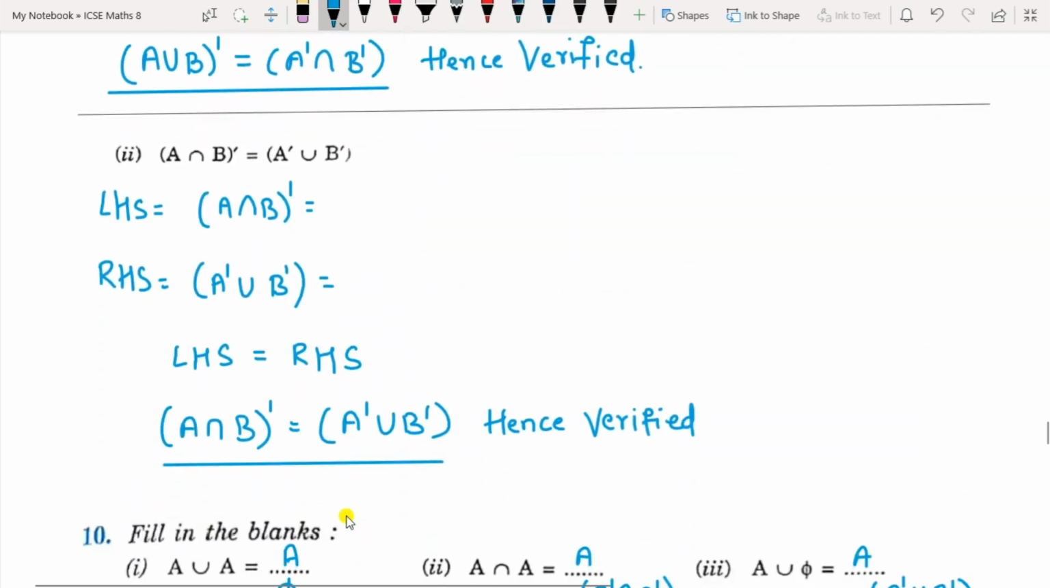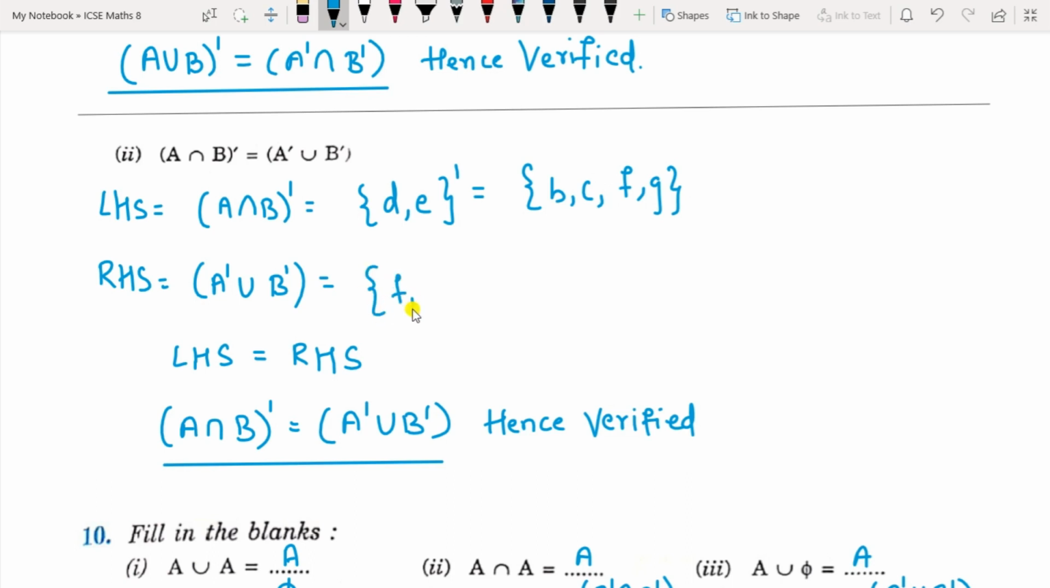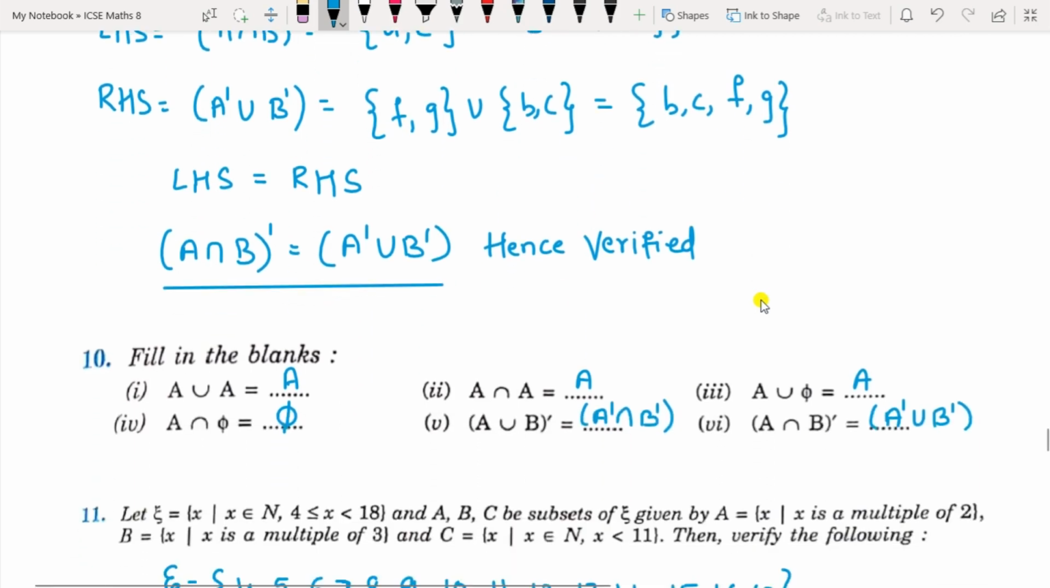So let us do this intersection and this. First one, LHS will be here. You have to write first the intersection will be D and E. Its complement will be B, C, F, G. Then single complement is here, it is F and G. Union, it is B and C, and their union will be B, C, F, G. Okay, so LHS equal to RHS, hence verified.